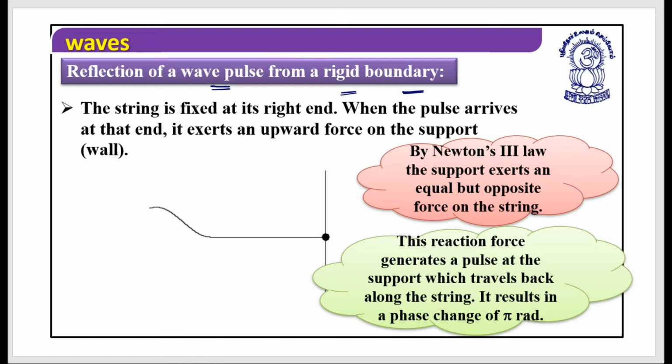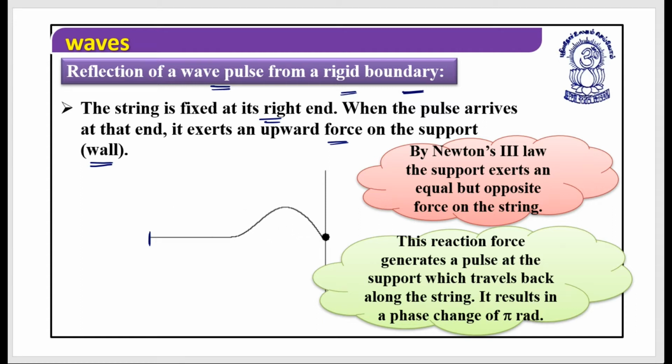Basically, we are going to discuss two situations. One is the reflection with the rigid situation, and another is the reflection with the free surface. So this is the first case. As you can see, the string is fixed at its right end, and when the pulse arrives at that end, it exerts an upward force on the support at the wall.